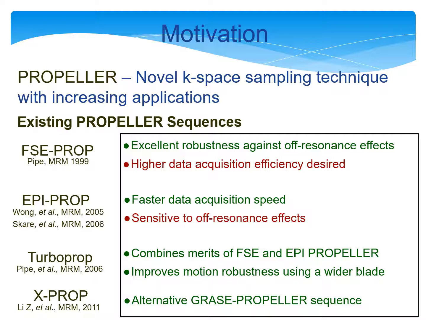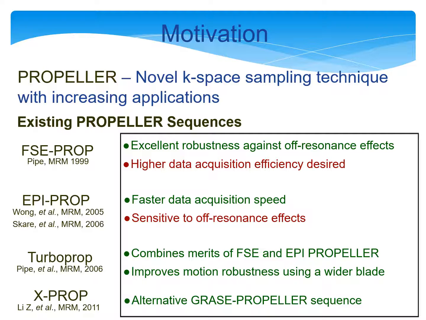In order to alleviate this challenge, EPI-based propeller was introduced. A couple of different variations, namely the short axis propeller EPI and the long axis propeller EPI, were introduced. EPI propeller, though, was sensitive to off-resonance effects.